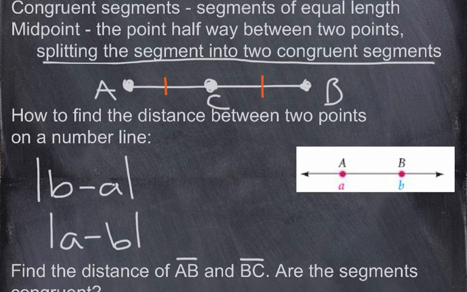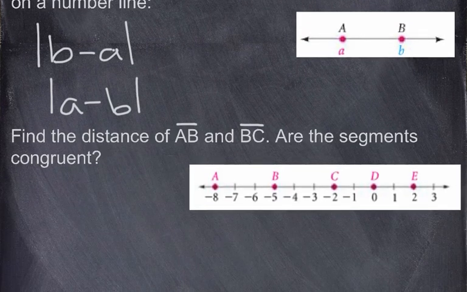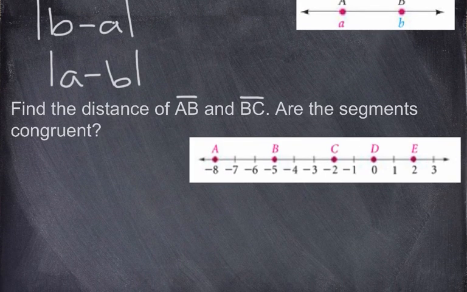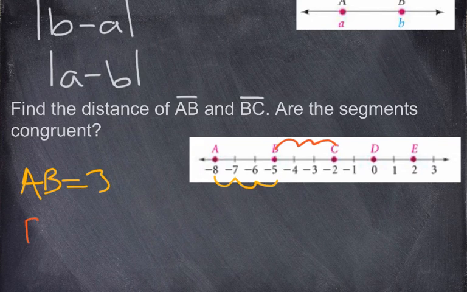Okay? So let's do that. Find the distance of AB and BC. Are the segments congruent? Like I said before, yes, we can just count over 1, 2, 3. So we see that AB is 3 units, and BC here, 1, 2, 3, is 3 units. But just to prove that the formula works, let's apply those.